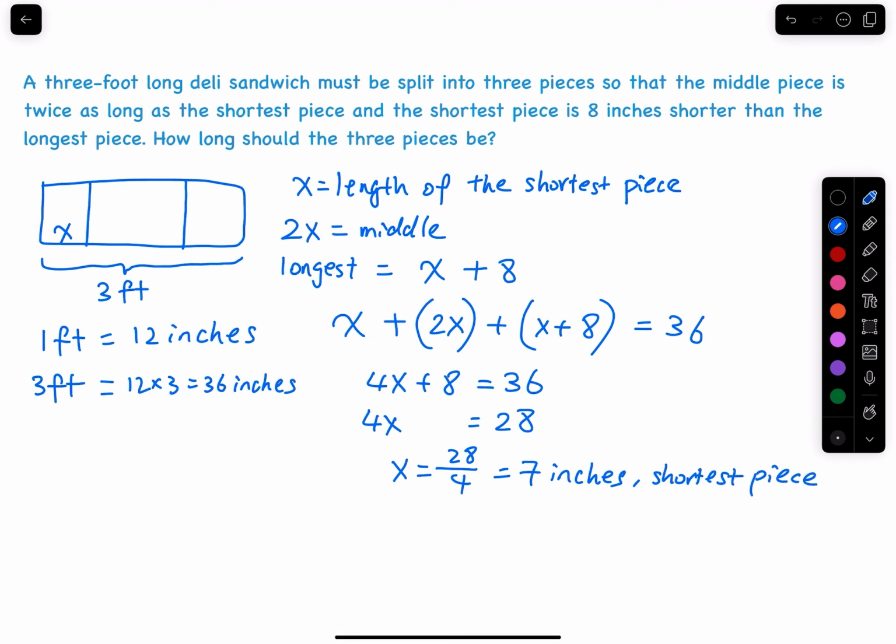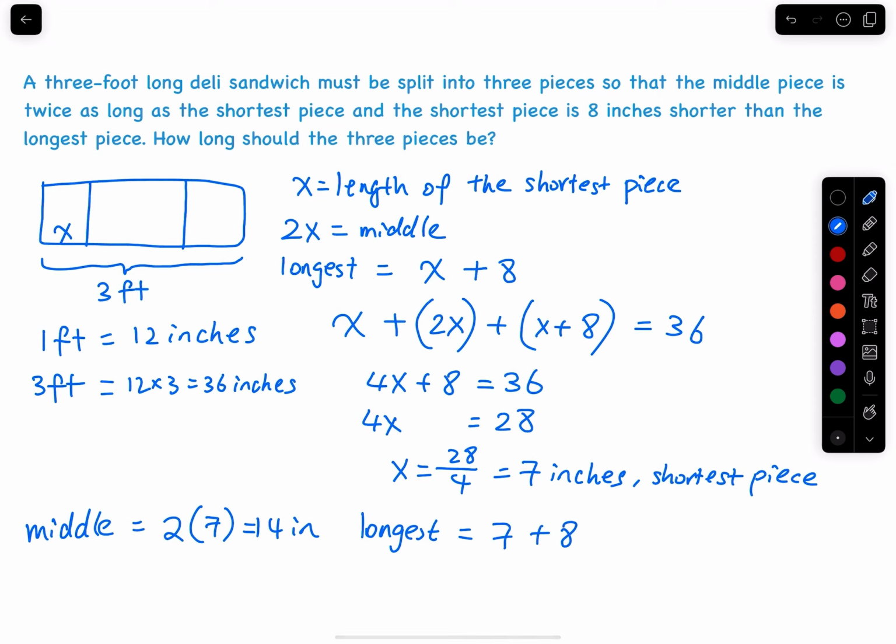All right, we got the shortest piece. How about the middle? The middle is 2 times that. So that will be 2 times 7, which is equal to 14 inches. And then how about the longest piece? The longest piece is equal to the shortest piece plus 8. That is equal to 15 inches. So 15 inches is 8 inches longer than the shortest piece, or you can say the shortest piece, 7, is 8 less than 15. All right, so that's it for this problem.